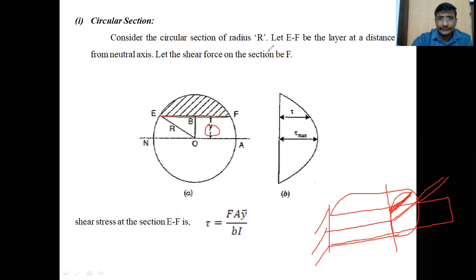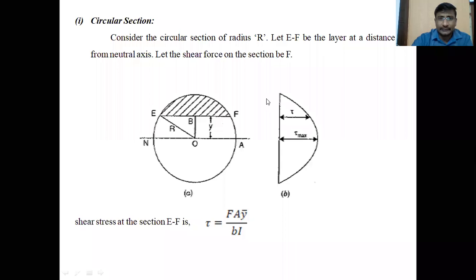Okay, like this. Consider a circular section having the radius capital R, and a layer EF at a distance of y. Above this layer is the shaded portion; due to this shaded portion, the shear stresses will be developed at the level EF. Whatever level we are considering, the shear stresses will be induced in the beam due to the area above or below it.